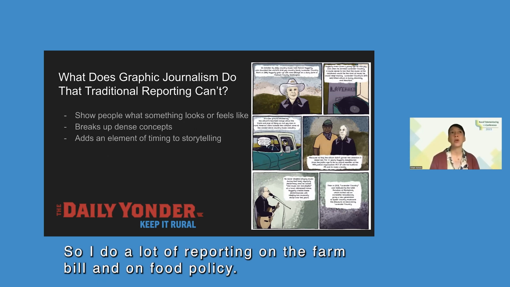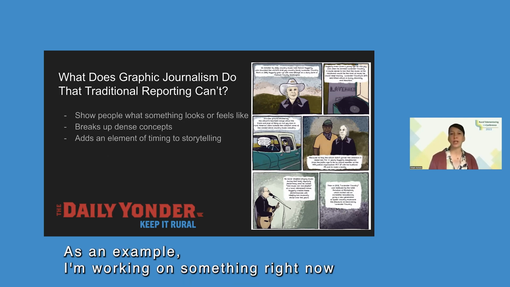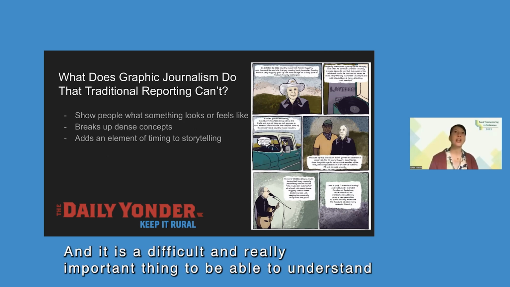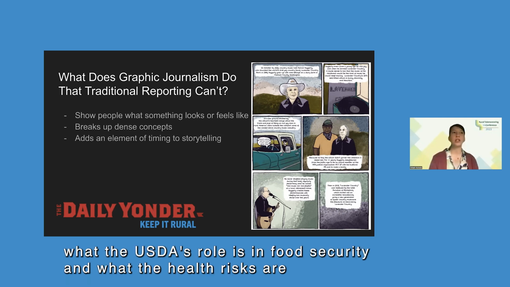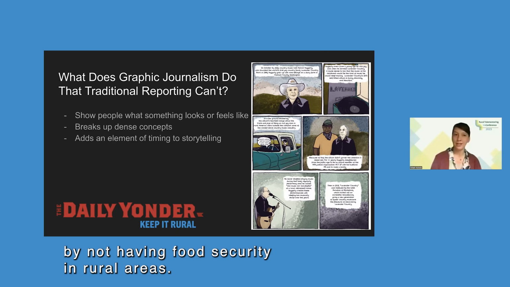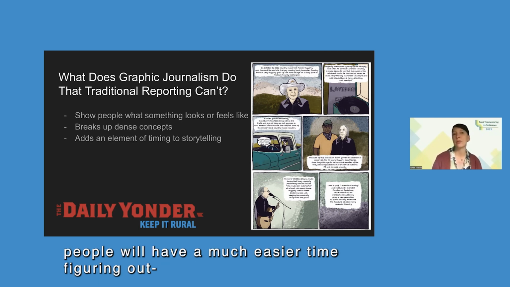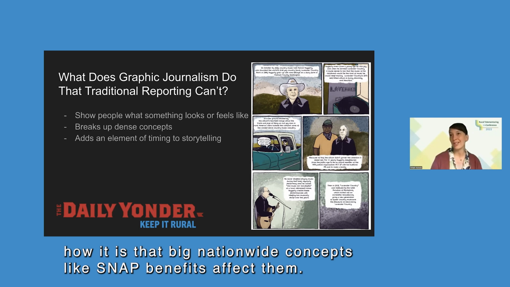So I do a lot of reporting on the Farm Bill and on food policy. As an example, I'm working on something right now for the Daily Yonder about SNAP benefits in West Virginia. And it is a difficult and really important thing to be able to understand what the USDA's role is in food security and what the health risks are by not having food security in rural areas. By being able to break this into easy to understand panels, people will have a much easier time figuring out how it is that big nationwide concepts like SNAP benefits affect them.